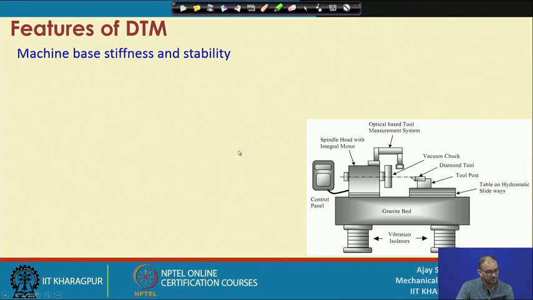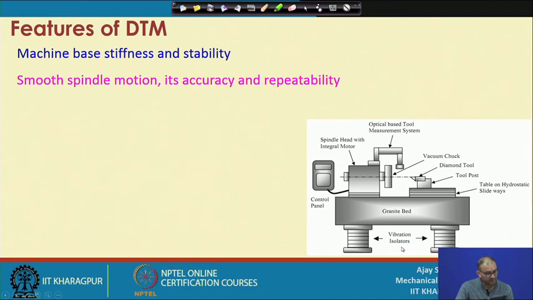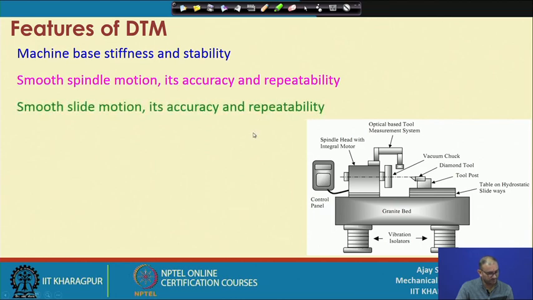We are not going into more detail, but I am just listing out the things required. Stiffness is required, so what parts and components you are making and how they are connected with each other is important. Smooth spindle motion, its accuracy and repeatability. Mostly we go with an aerostatic spindle here. Most diamond turning machines have an aerostatic spindle, and that is why accuracy and repeatability are achievable, as we discussed already in the aerostatic spindle lecture. Smooth slide motion with high accuracy and repeatability.